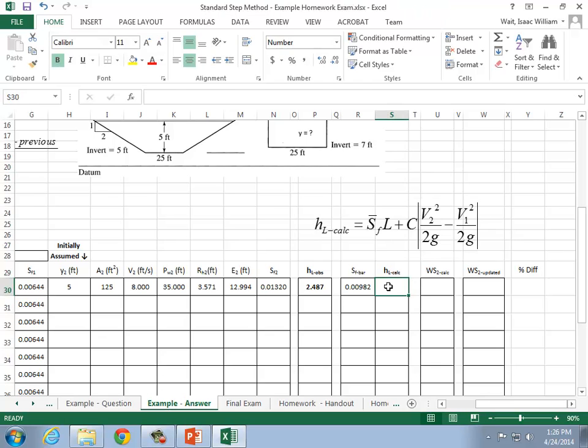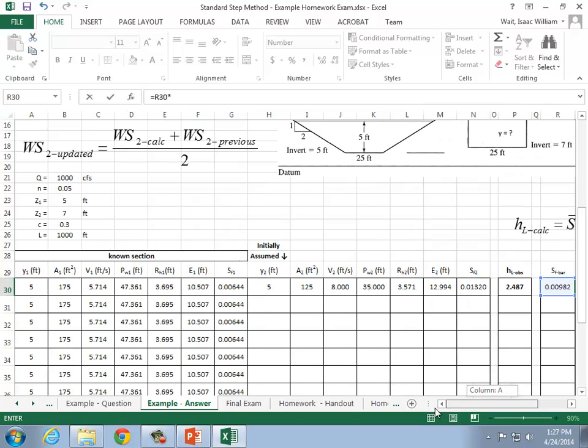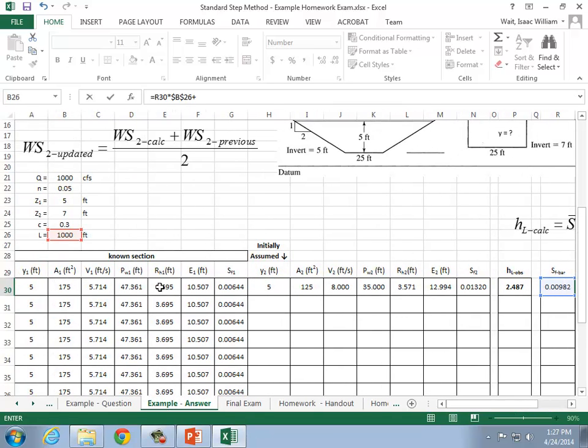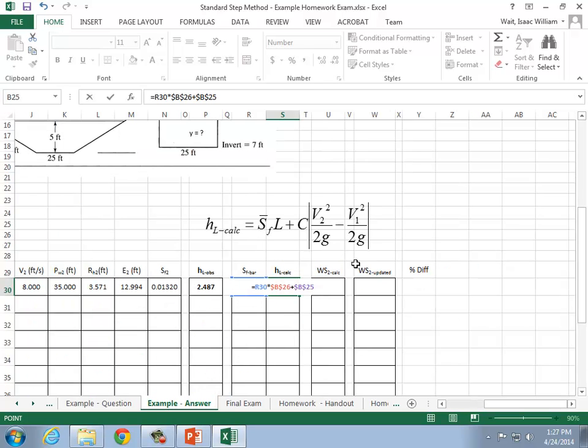Okay, so the calculated head loss will be this slope times the length between the two, which is 1,000 feet. I'm anchoring that because as I drag it down later on, I want it to always refer to the same length. And then also need to add the C value that I'm given here, which is 0.3 for the transition, anchoring that so it'll always stay the same, times the absolute value. ABS is the absolute value function, and I want to have the difference in the velocity heads.